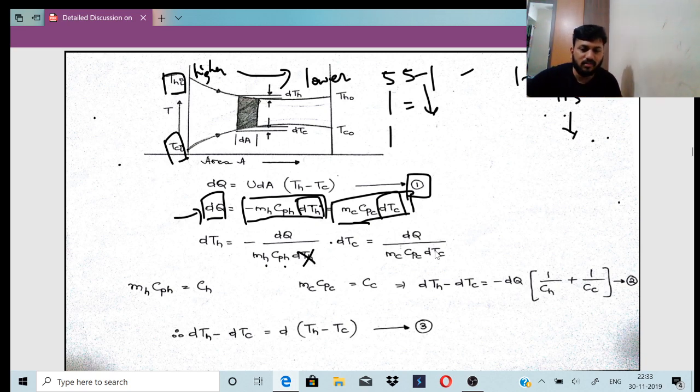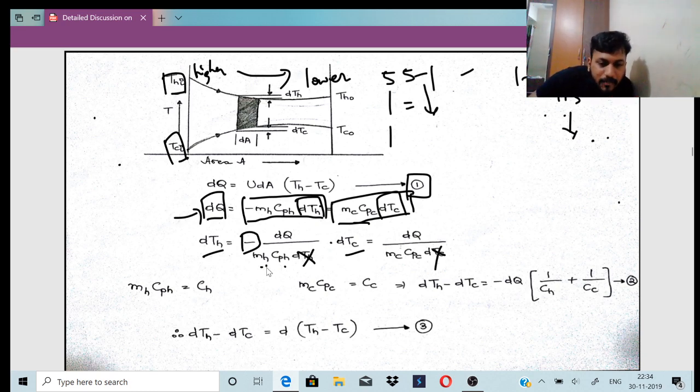Okay, dTh is not there, here also dTc is not there, it gets cancelled. So minus dq by mh cph. Similarly dTc will be dq by mc cpc. Hot fluid has a negative one, so the negative sign comes here. Cold fluid has no negative sign, it is positive, so this remains. So we formulated the values of dTh and dTc.